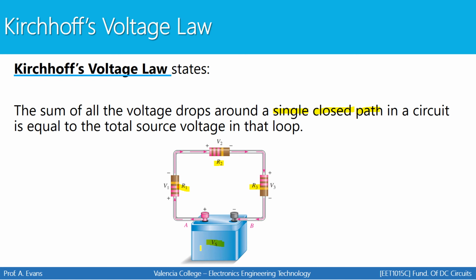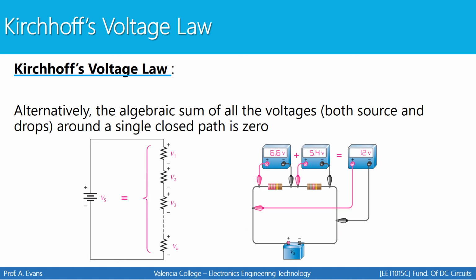Now, Kirchhoff's voltage law is kind of a lot to say, so we're going to abbreviate that with the term KVL. So from now on, you'll hear me just say KVL. That stands for Kirchhoff's voltage law. Another way to express KVL is to say that the algebraic sum, remember that word algebraic sum, it means we have to add up everything with polarity. The algebraic sum of all the voltages around a single closed path is 0.